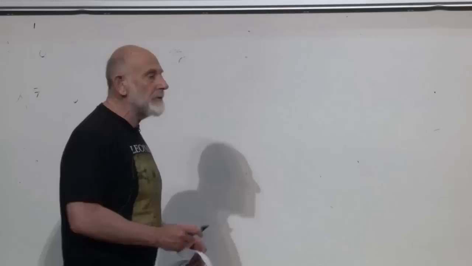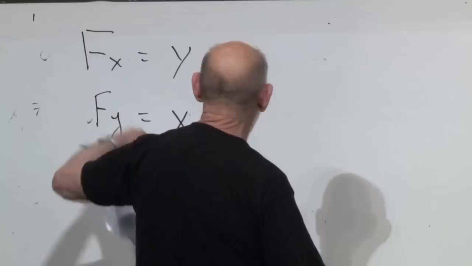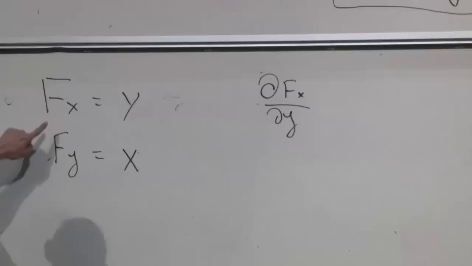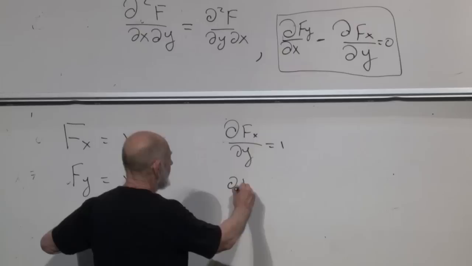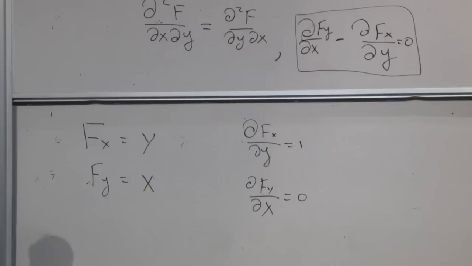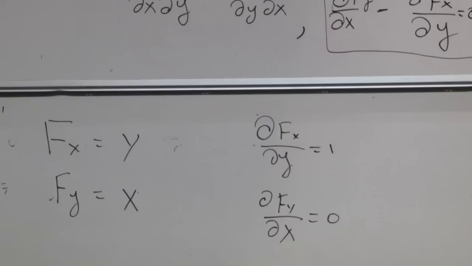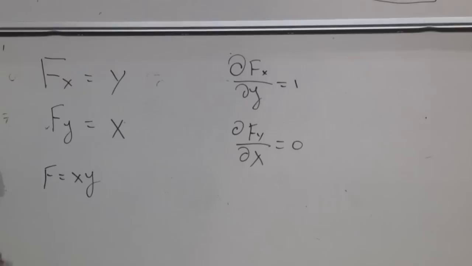Let's give some examples. How about trying f sub x equal to y and f sub y equal to x. The test for exactness is this. Let's calculate dfx by dy. What is that? One. How about dfy by dx? One. Is this exact? Yes, this is exact. And it must mean that fx and fy are derivatives of some function. Can you guess what function fx and fy are the gradients of? xy. Take the function f equals xy. Its derivative with respect to x is y. Its derivative with respect to y is x. So this is really the gradient of some function.